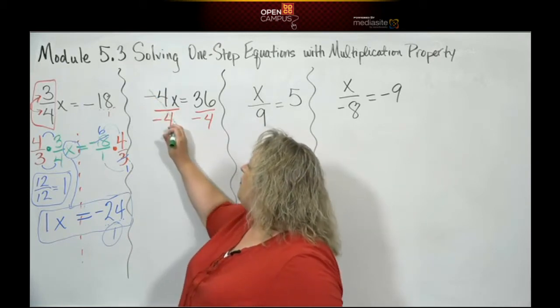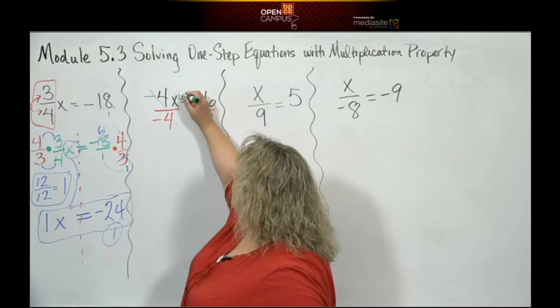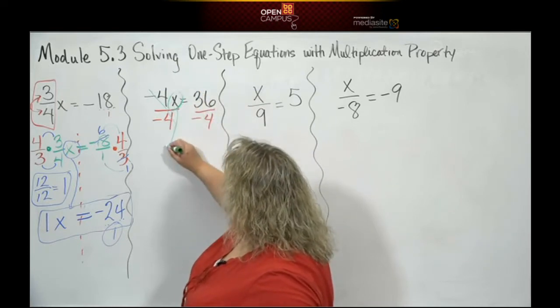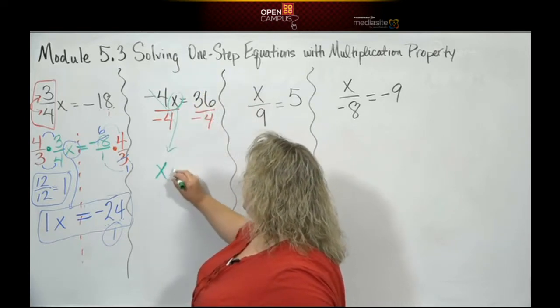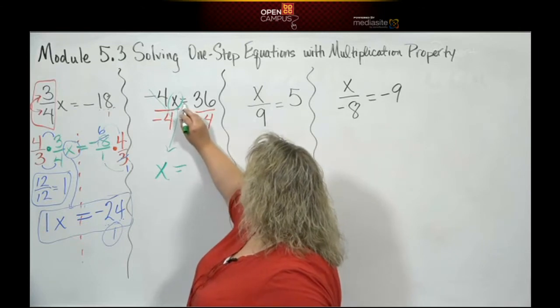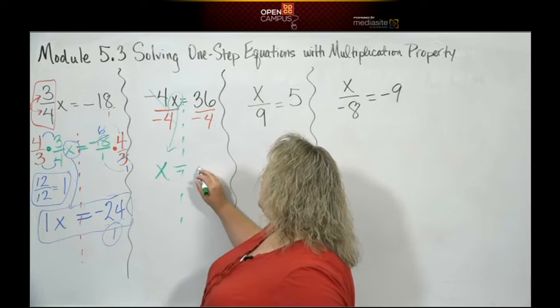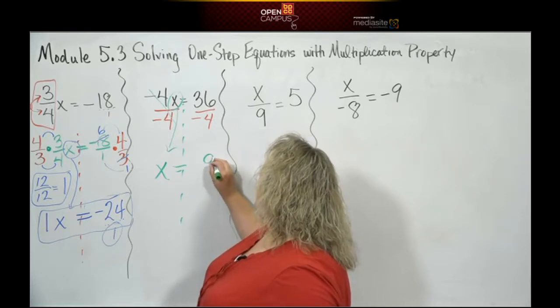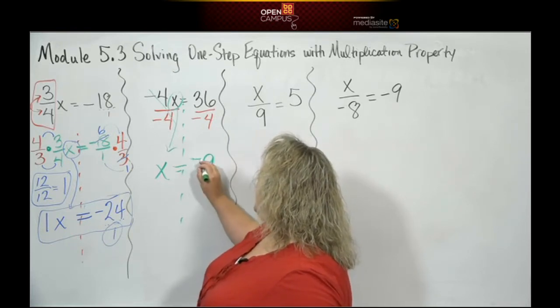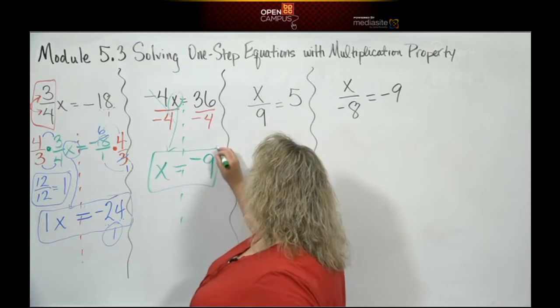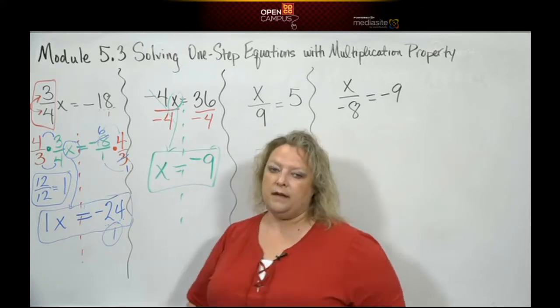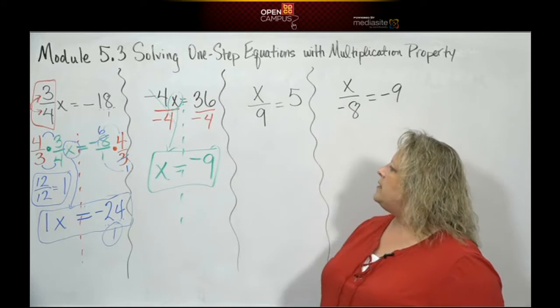So negative 4 divided by negative 4 is 1, not 0. Bring that x down, okay, because that's 1x. And that's equal to, because there's your wall, 36 divided by negative 4 is 9, and because the signs are different, I get a negative 9. So my answer is x is equal to negative 9. All right, let's look at this one.